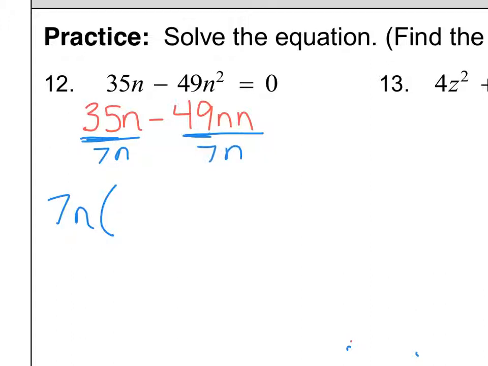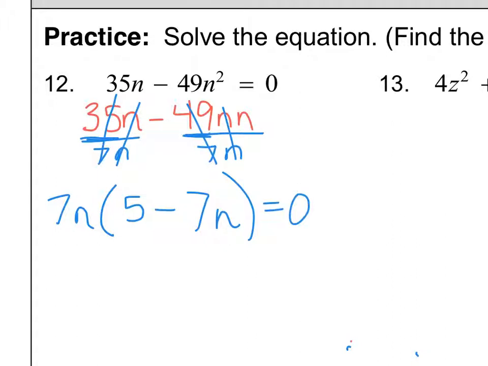Okay, so 35 divided by 7 is 5. My n's cancel out. I got minus 49 divided by 7 is 7. One of my n's cancels out, and it leaves me with an n. Okay, so now I have my polynomial put into factored form. Now I'm going to put each of my factors equal to 0. So I'll have 7n equals 0, and I'll have 5 minus 7n equals 0.